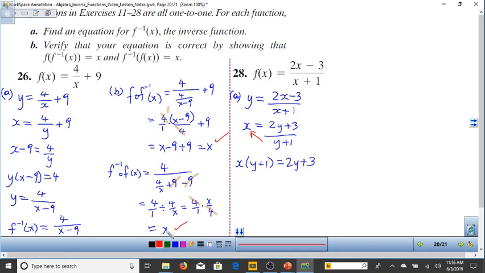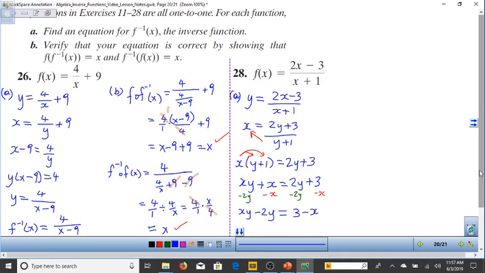Then I am going to distribute the x, and the reason is so that I can free up the y that's inside the parentheses so I can join it with the other y on the other side. So what I will do now is subtract x from both sides, and at the same time subtract 2y from both sides. And what that will do is leave me with xy minus 2y on the left side and 3 minus x on the right side.